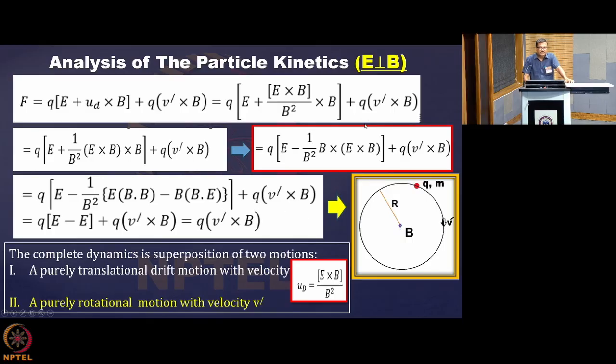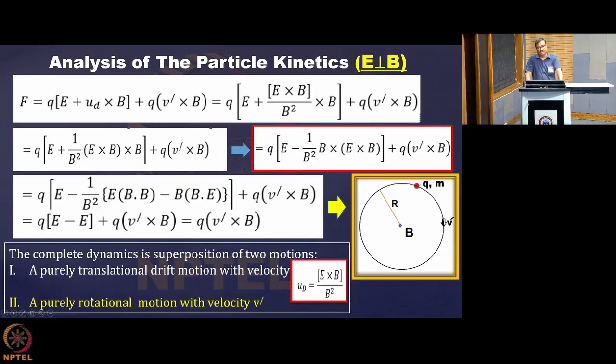So what we have done for that? This V' we have chosen, and this has come for a translational motion, Vd equal to E cross B by B square. That we have chosen. So this is basically composed of two motions. One is purely translational motion with velocity Vd equal to E cross B by B square, and the other is V', and with this V' it is doing just a simple rotational motion.